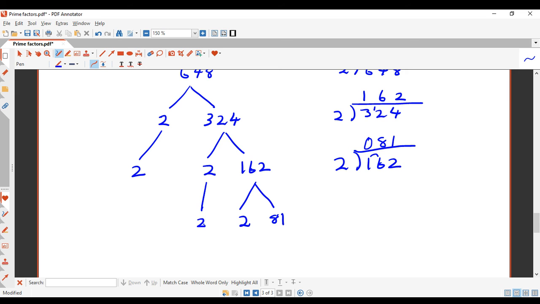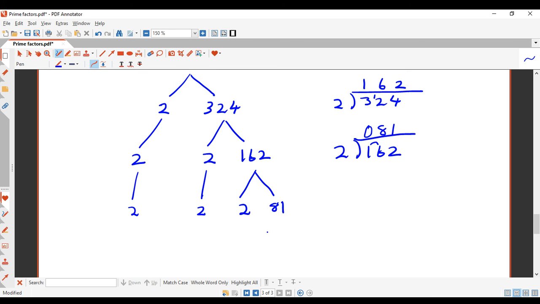Now, this 2 comes down. This 2 comes down. Now, 81 I can split up into 9 nines. So let's split that up into 9 times 9. Let me just tidy this up here. Now, the other 2's come down. That 2 comes down here. That 2 comes down here. Okay, you can bring those down.